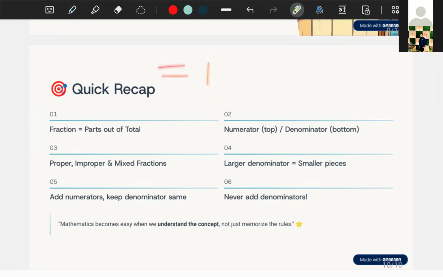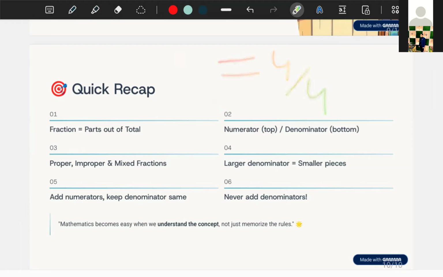Improper fraction means the numerator is greater than the denominator, or the numerator is equal to the denominator. If either condition is true, then it is an improper fraction. Example, 4 by 2 is an improper fraction, 4 is greater than 2. And 4 by 4 is also an improper fraction because the numerator 4 and denominator 4 are both the same.